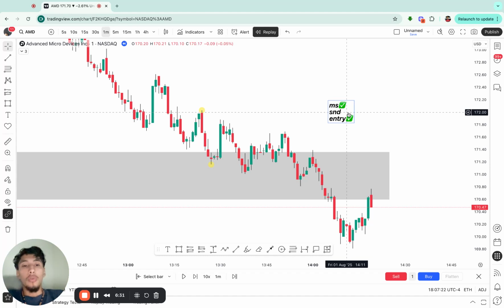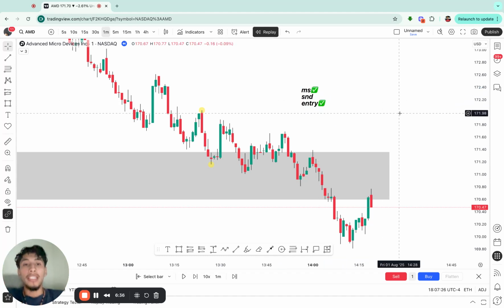not from an actual strategy. So this is exactly why I like using this strategy, because it helps me identify exactly when I'm gonna enter and when I'm not gonna enter. So if I see market structure, I see a good entry, but I see no valid supply or demand zone, I'm not gonna enter the trade.